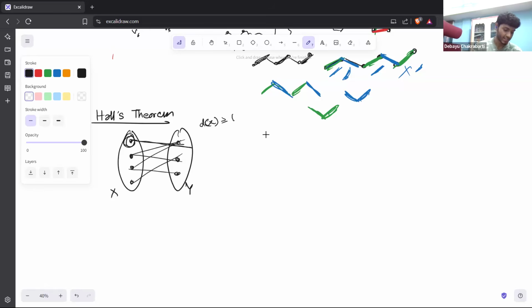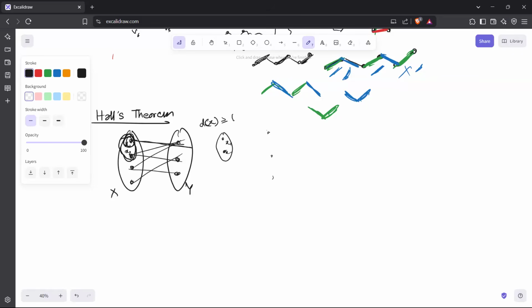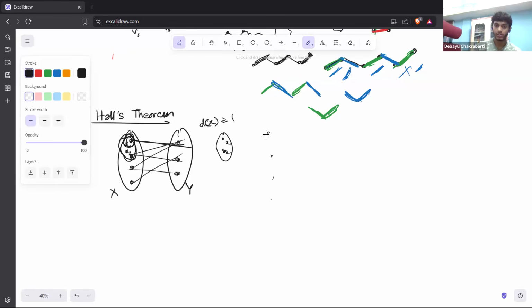But okay, let's extend it a bit. Let's consider this subset, these two vertices, X1 and X2. Now, what's the requirement for this subset of X to have a matching in Y? Degree should be greater than or equal to 2. Degree should be greater than or equal to, as in, of the entire subset.